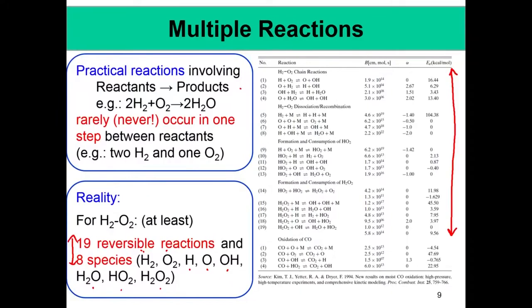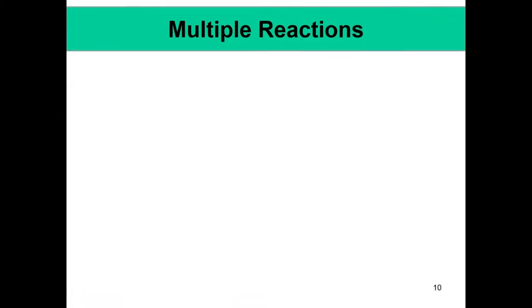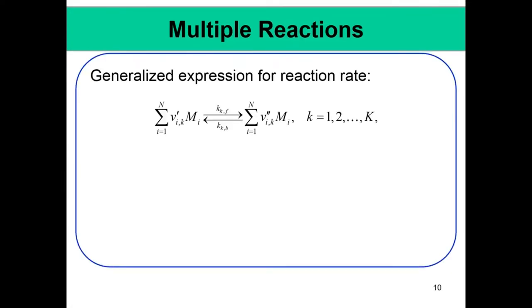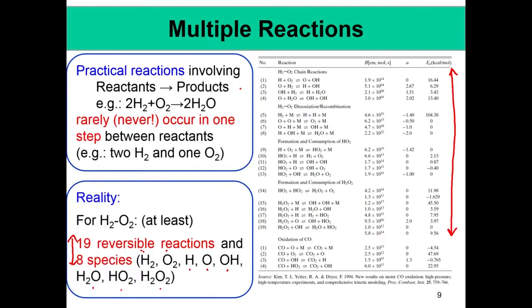So when your n goes to 50000, you cannot write simple relations, and therefore you need this generalized description. Now you are in a position to handle as many reactions and as many species as possible, but of course you still need some more information. The number of species can be large, 8, but the number of reactions can also be large, 19. As such, the number of reactions is always greater than the number of species.